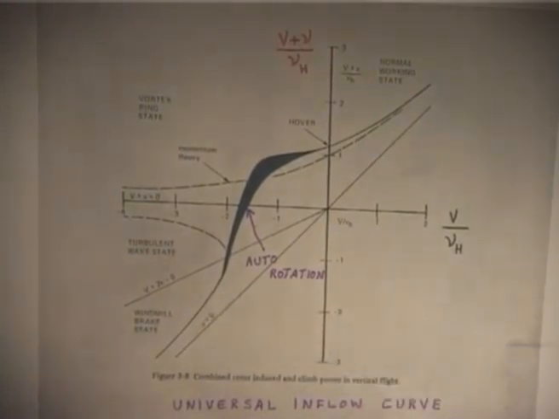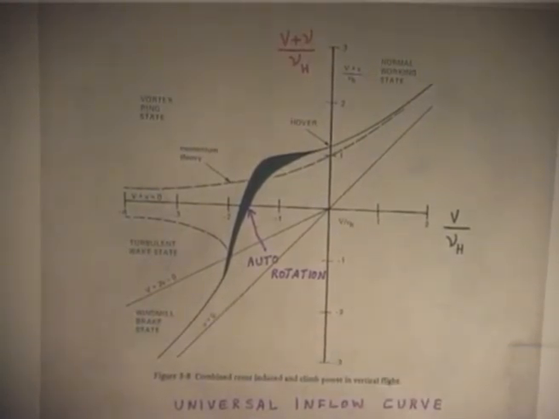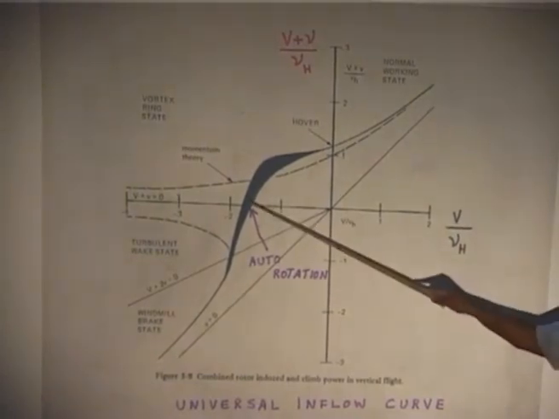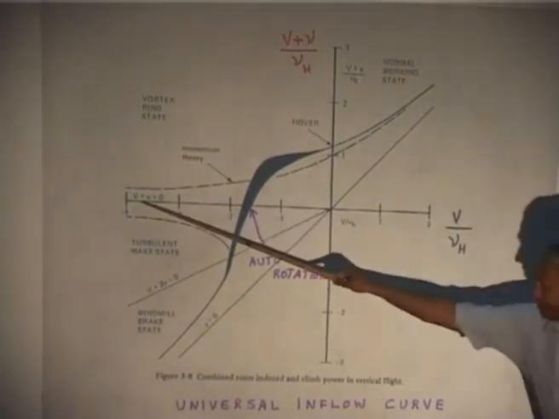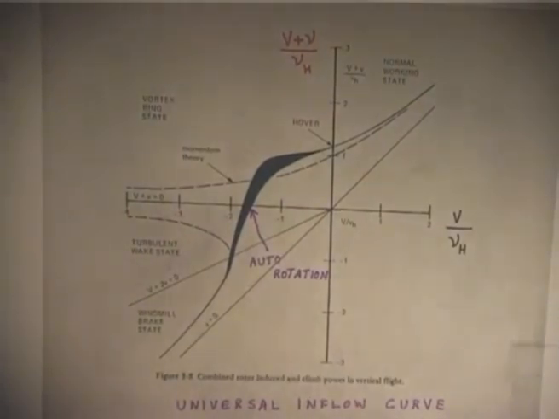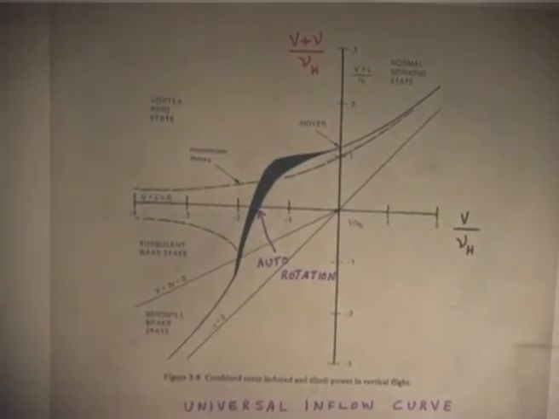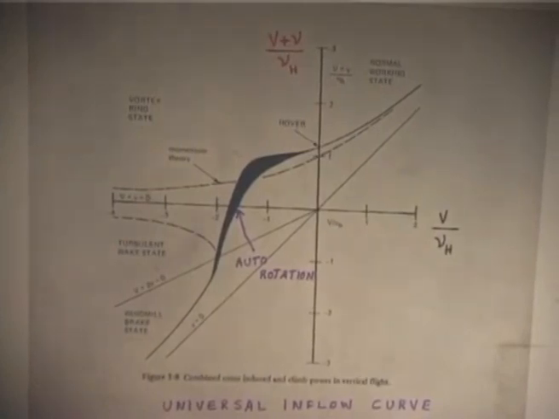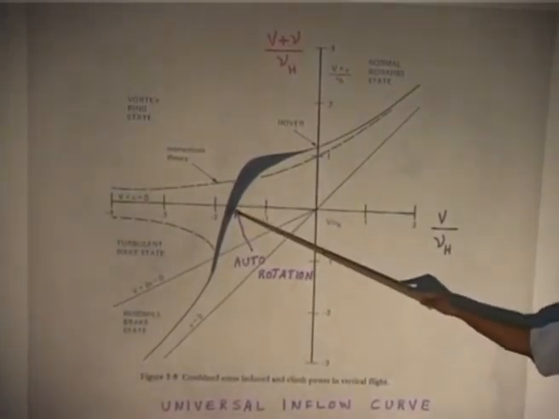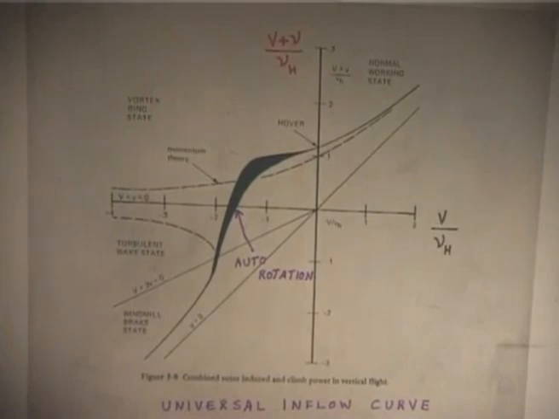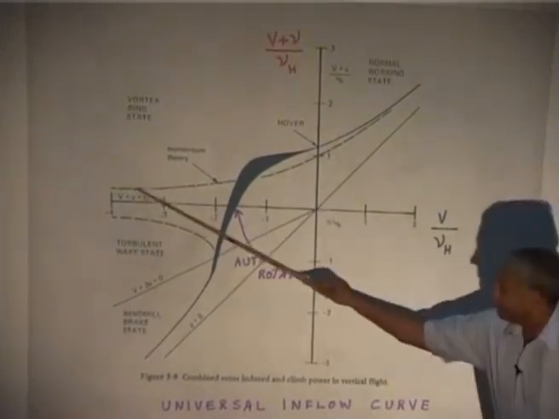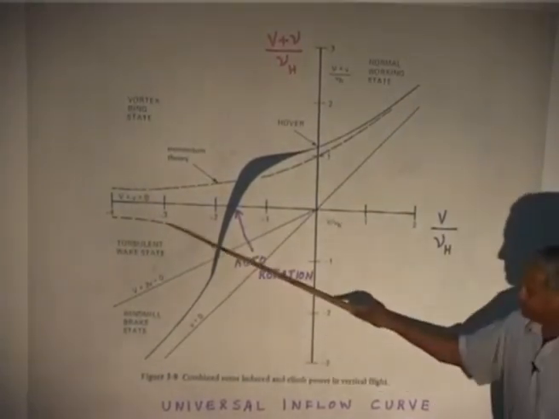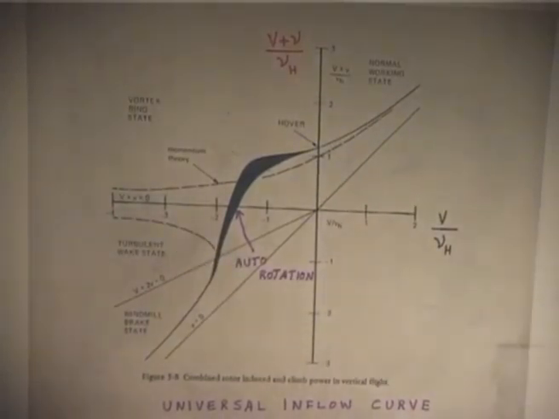In the windmill brake state, you do not want to go there to generate power. You are more interested only here, V plus nu equals 0. That means the flow at the rotor disk, the total flow, is 0. That is what autorotation is. I am more interested in this zone, but I do not have a root. The solution gives me this curve and this curve. We will show that next class. This is just for passing.